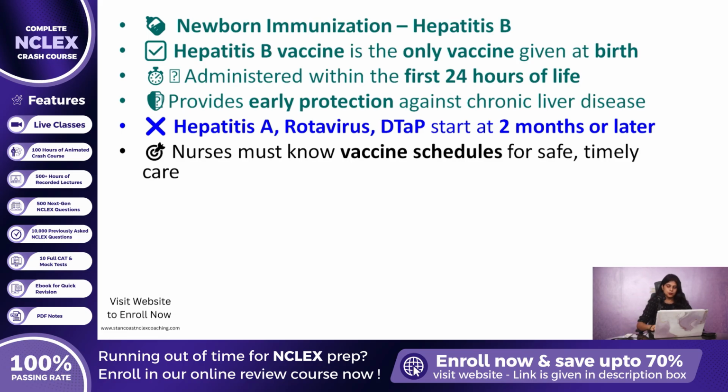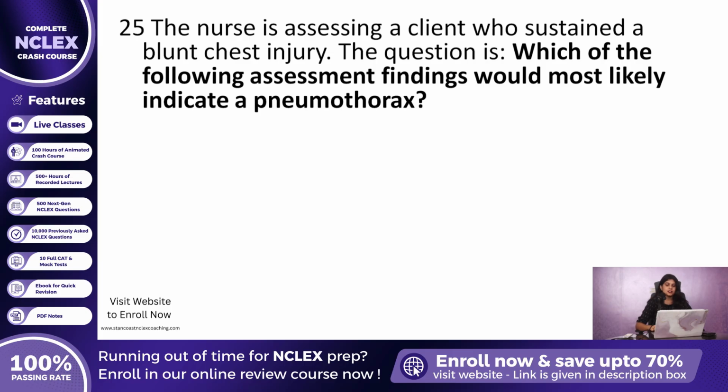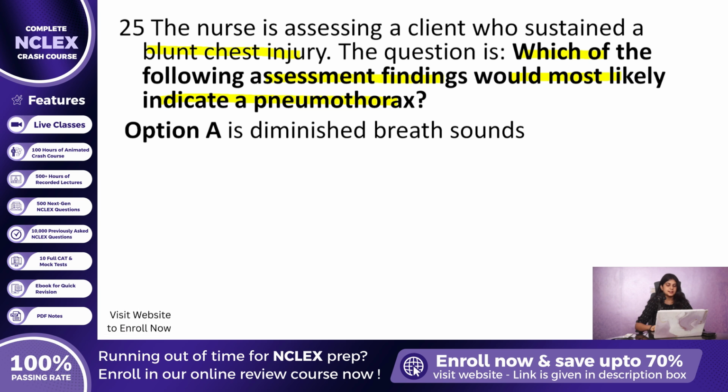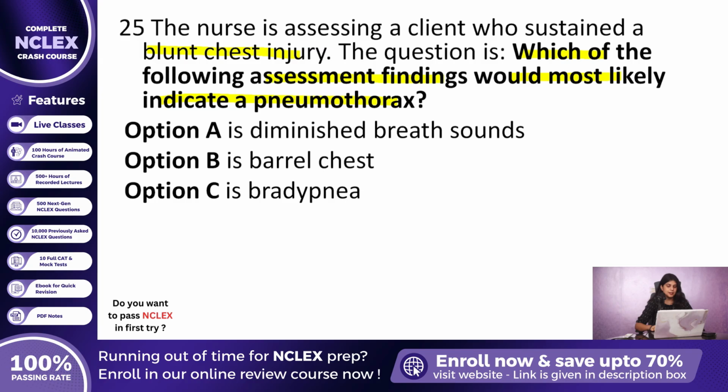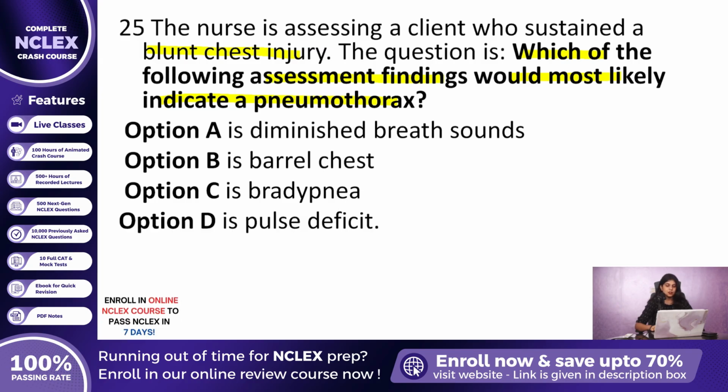Now on to question 25, which addresses recognition of respiratory emergencies. The nurse is assessing a client who sustained a blunt chest injury. The question is, which of the following assessment findings would most likely indicate a pneumothorax? The options are, option A is diminished breath sounds, option B is barrel chest, option C is bradypnea, and option D is pulse deficit. The correct answer is option A, diminished breath sounds.